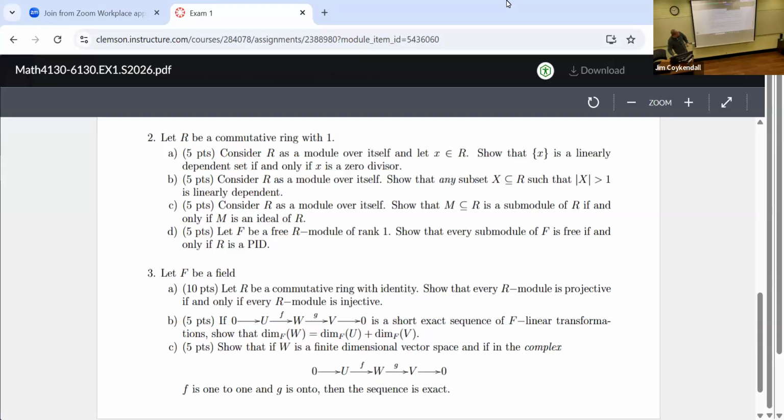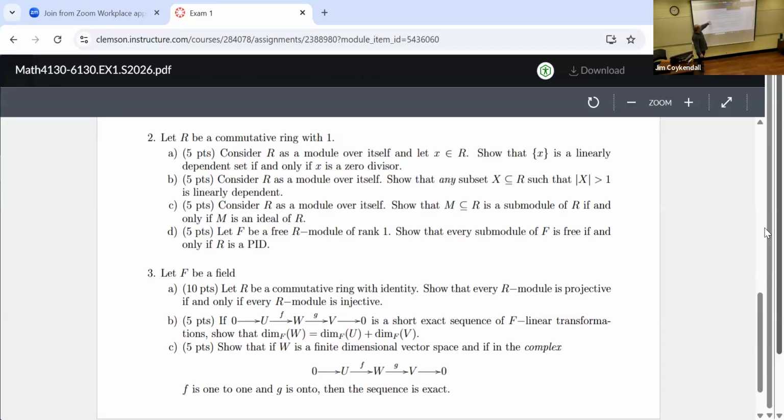So if you have a two element subset, and R is a module over itself, say A, B, then it's got to be linearly dependent, because A times B plus negative B times A is zero, right? So that's kind of the point of this. This one's, I think, pretty straightforward. A lot of you got this one.